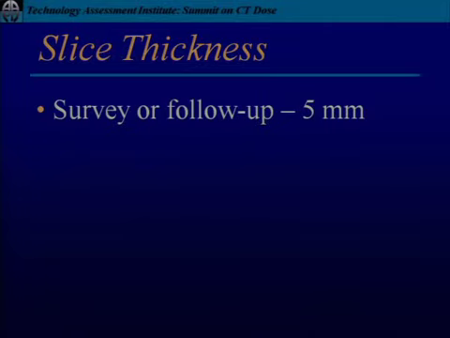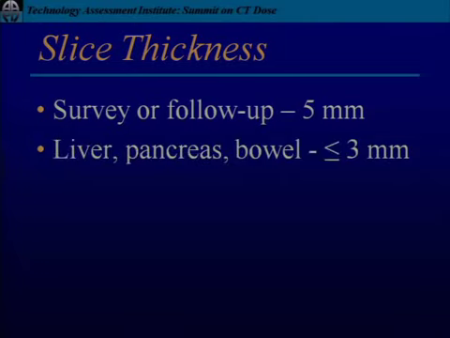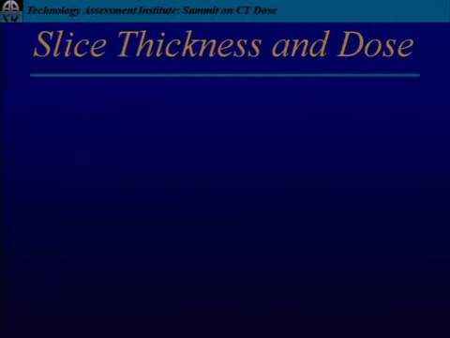For survey or follow-up imaging in the abdomen and pelvis, we typically use a 5 millimeter image slice thickness. When you're looking at the liver, pancreas, and bowel, okay, the liver is a heterogeneous organ. The pancreas, we're looking at that thin pancreatic duct. In the bowel, we're looking at the bowel wall, which is 2 to 3 millimeters. You're going to want to pick slices that are 3 millimeters or less.